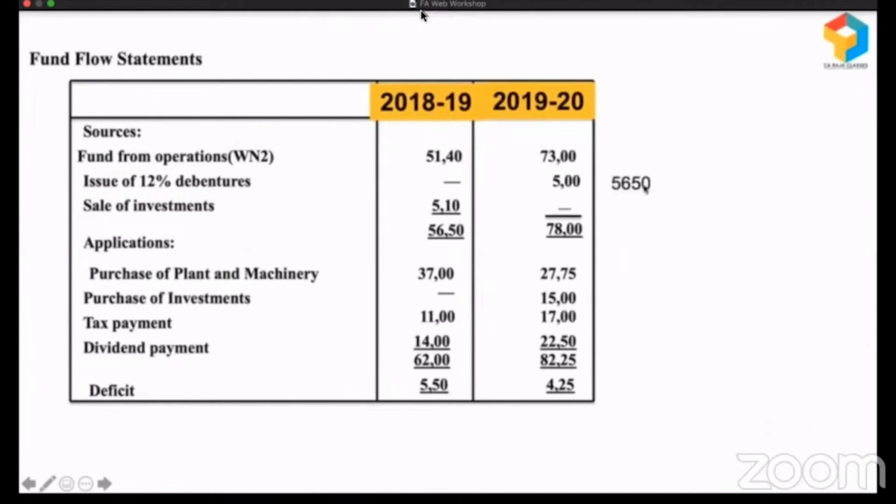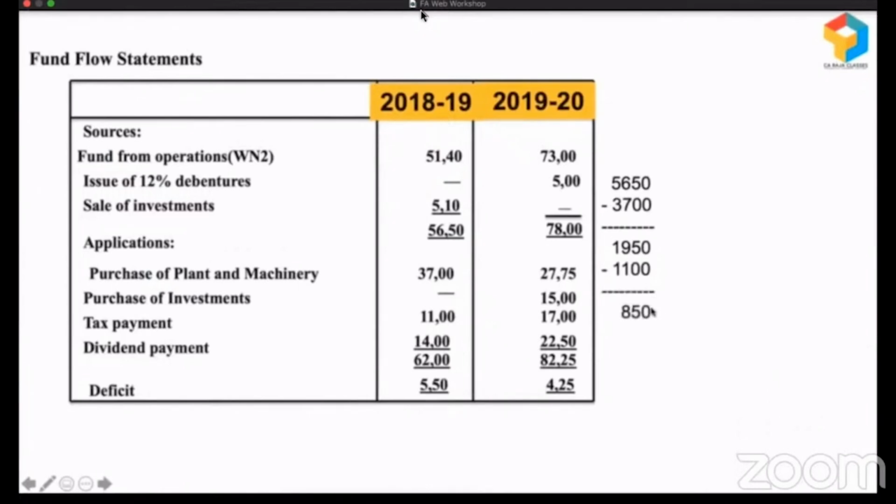It is this 5,650. When they had 5,650, what they did, they purchased plant and machinery. Since they had so much fund, 3,700 is okay, because even after paying all this, they'll have a surplus of 1,950. And then tax is compulsory, they cannot escape. From 1,950 they paid taxes of 1,100. So they are left with 1,950 minus 1,100, 850.